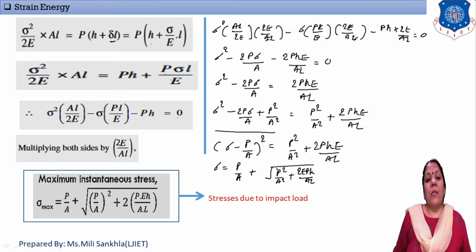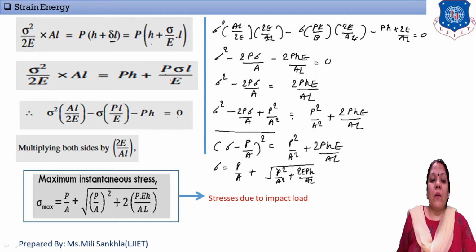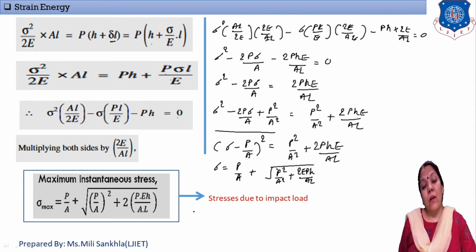After multiplying by this on both sides, our final equation is sigma equal to P by A plus under root of P square by A square plus 2EPh by AL. This is the stress due to impact load. Okay, here our equation is complete.